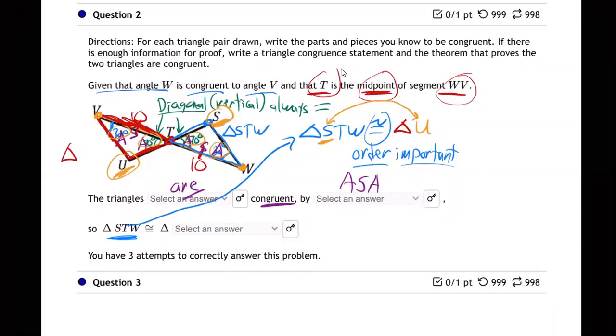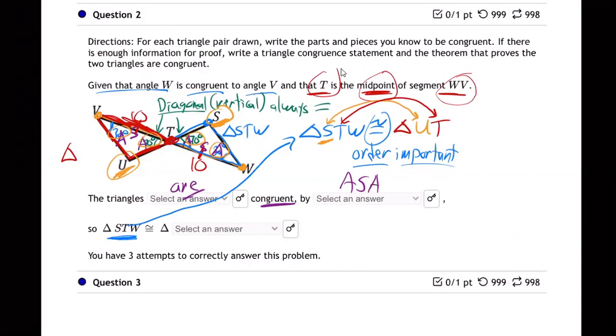Okay, what comes next? T, which is right here. T is the same as T. T is T in both triangles, right? T is right in the middle. It's a piece of both triangles, so obviously it goes with itself.